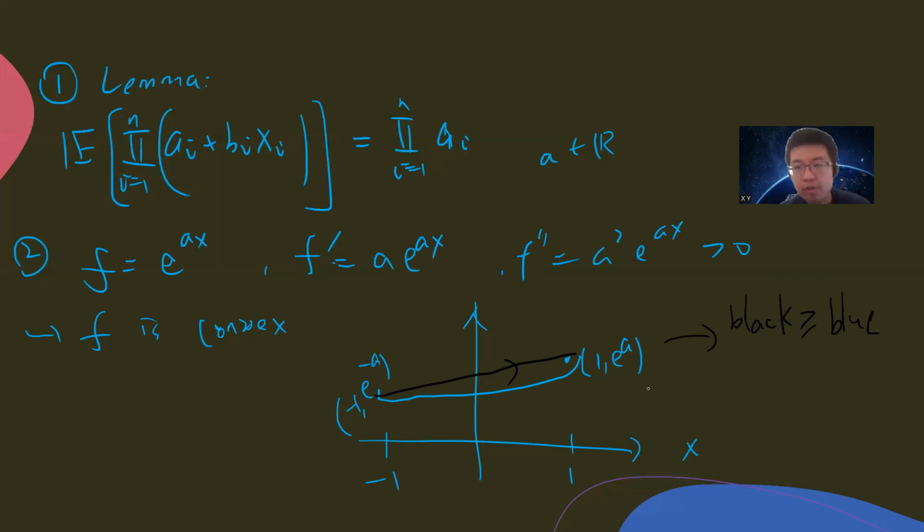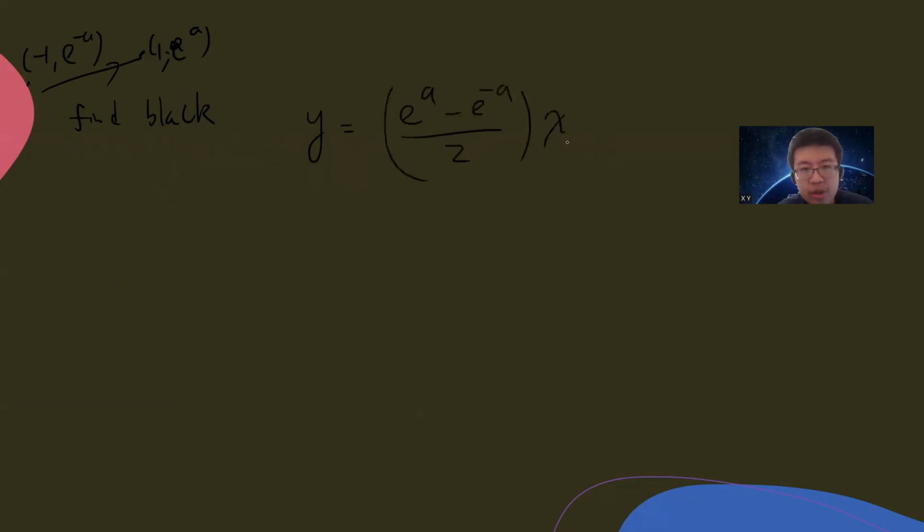Okay, so now we translate into mathematical language. First we just find the black line, which is very simple. You start from 1, exponential a, and then negative 1, exponential negative a. So you first calculate the slope, right? So y equals slope times x plus something. The slope is just exponential a minus exponential negative a, divided by 2. At x equals 1, you get exponential a. So y is just cosh a plus sinh a times x.